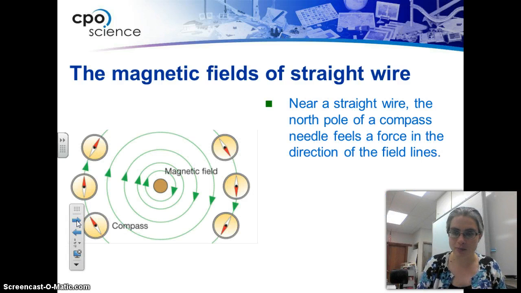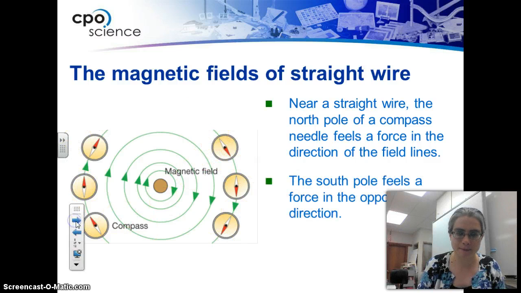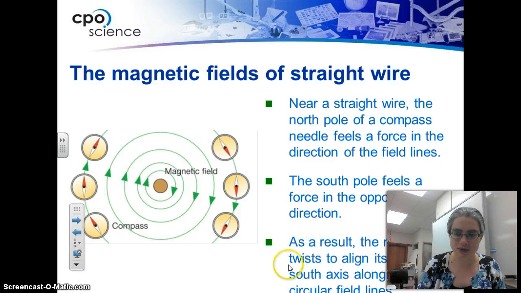So near a straight wire, the north pole of the compass needle feels a force in the direction of the field lines. So the force itself is not straight, it's arguably circular in the way that the compasses behave. And the south pole feels a force in the opposite direction. As a result, the needle twists to align its north-south axis along those field lines.